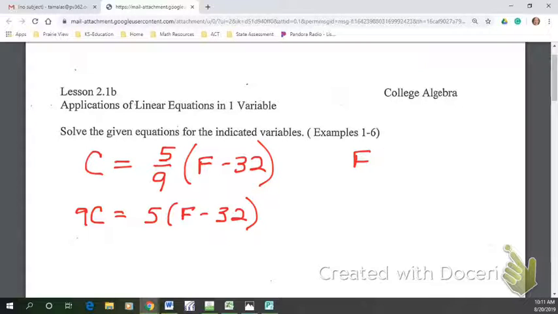You can distribute. If you want to divide by 5 now, you could even do that. And in this case, I would probably do that because I'm trying to get F by itself anyway. When I distribute, I'm putting a 5 on the F. So let's divide both sides by 5. And then I end up with this. See if that makes sense to you. So here I multiplied by 9. Now I'm dividing by 5.